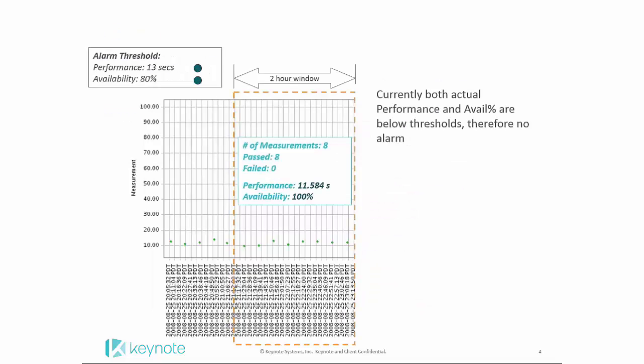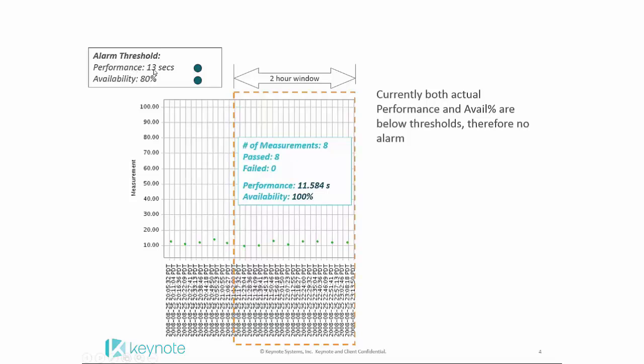So here's a quick example of how the calculations work. We look backwards over a period of time, something you specify in your alarm. In my example, I've got a 2-hour look-back window. That's the maximum. You can certainly go shorter, down to a 5-minute calculation window. But you set that in your alarm, and then the Keynote server is going to calculate the metrics for your measurement over that period of time.